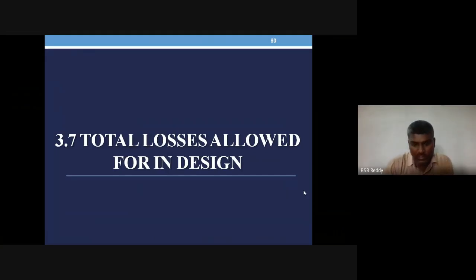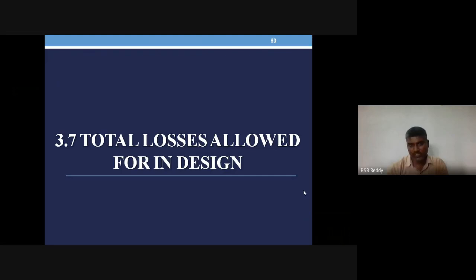Till the last session, we have talked about all types of losses that are possible in the pre-stressed concrete, both in pre-tensioning and post-tensioning members. Now, let us deal in terms of total losses.